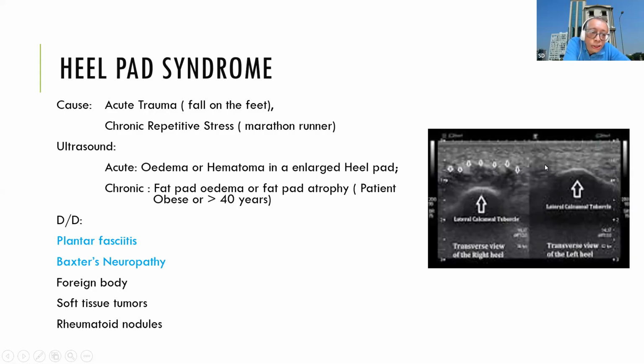In acute conditions, you will be able to see edema or hematoma just below the calcaneum and within the subcutaneous fat of the heel pad. But in chronic conditions, there can be either heel pad edema or heel pad atrophy. Heel pad atrophy is usually seen in very obese patients, or if the patient is more than 50, then we may be able to appreciate heel pad atrophy. But normally there will be heel pad edema even in chronic conditions.